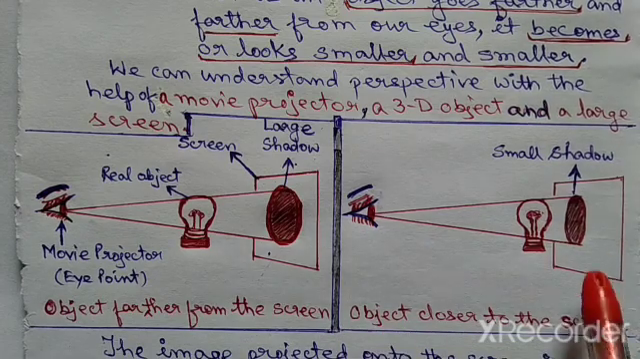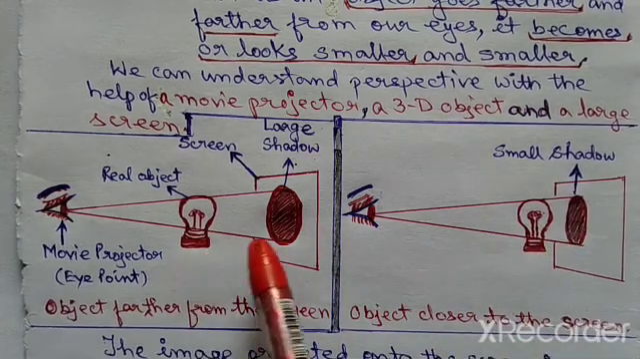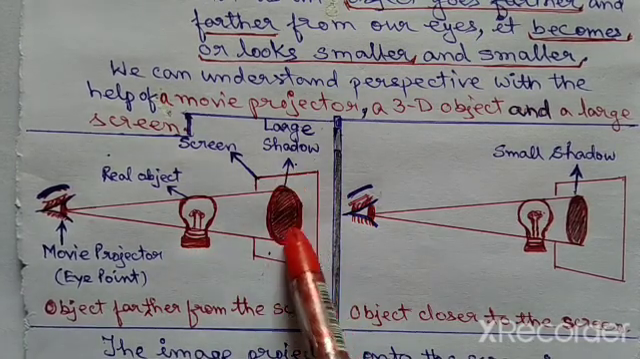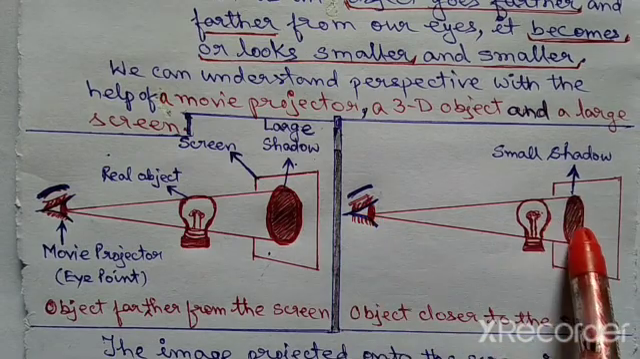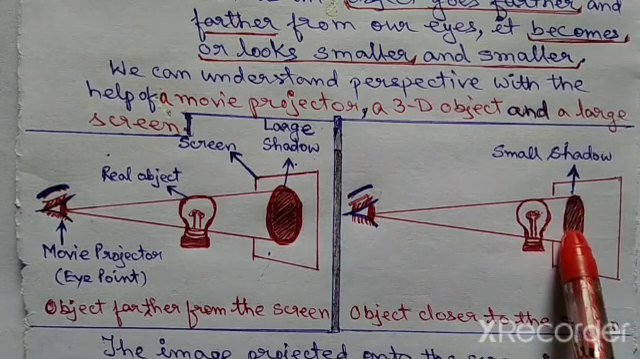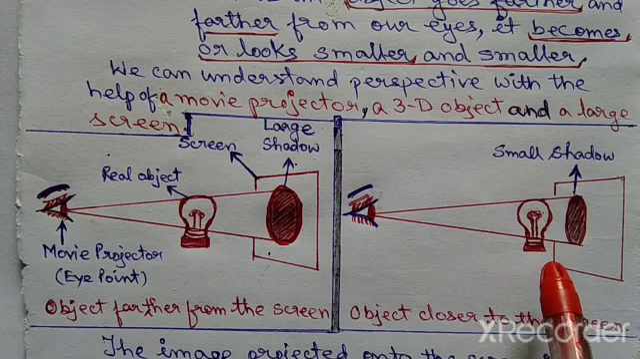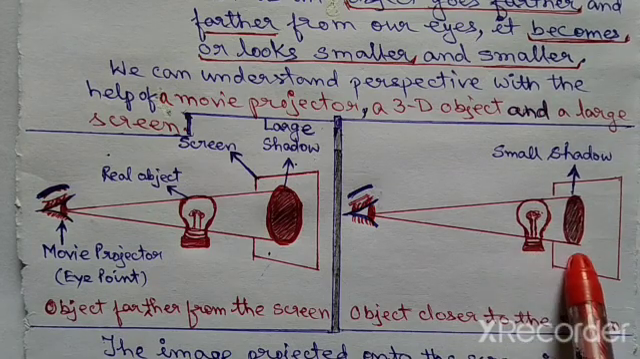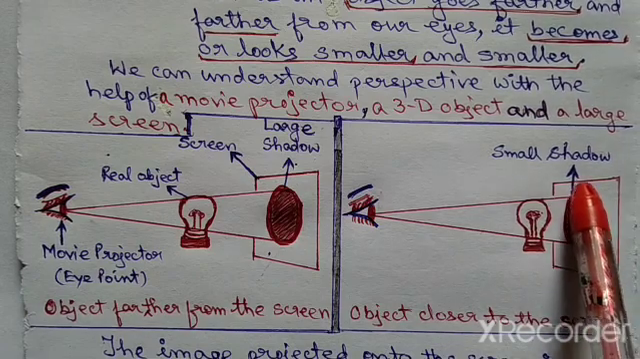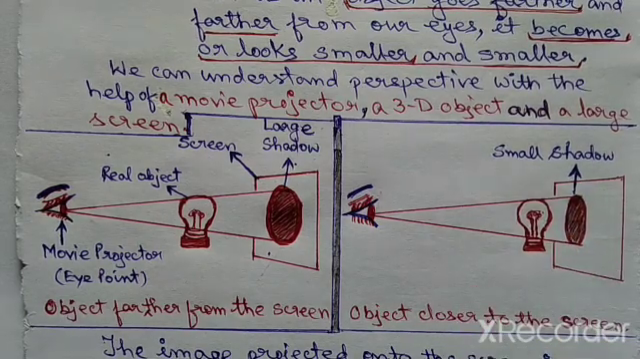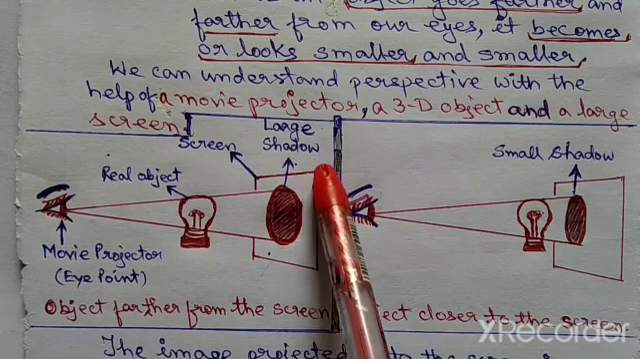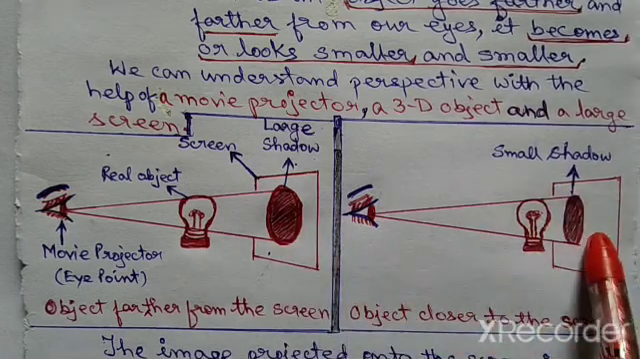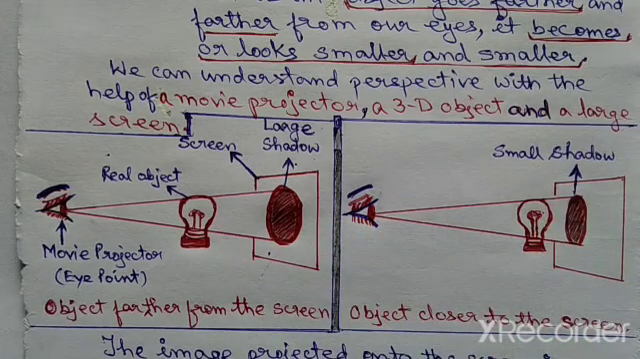So children, what do we see? Object closer to the screen, just see, and here children, object farther from the screen. So the shadow of the bulb is bigger in this case. In the second case, the size of the shadow is smaller. Why? Because as the object, that is the bulb, moves closer to the screen, the size of the shadow becomes smaller. So children, the image projected on the screen, just see on both the diagrams, is called the perspective image.